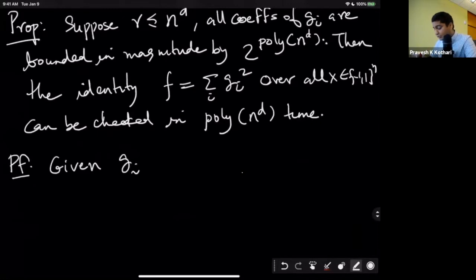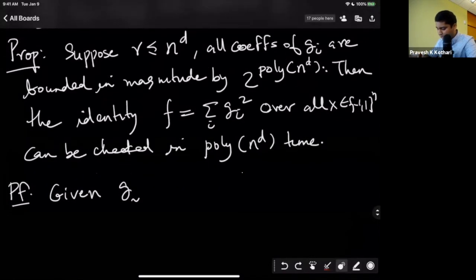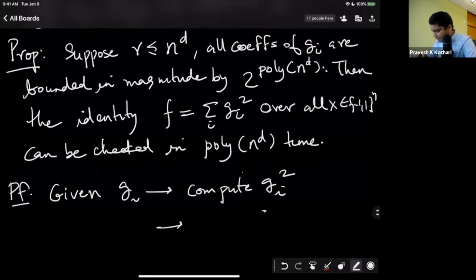Remember all these g_i are also given to you as polynomials in the coefficient vector representation. So you basically get each of the coefficients given to you. Each coefficient is a rational number, and it has polynomial bit size. I claim that given such g_i, you can compute g_i squared in polynomial time. And that's not that hard to see. So hopefully you're convinced of that. Once I'm done with that, I claim that you can compute the sum of g_i squared in polynomial time. That's also not that hard to see.